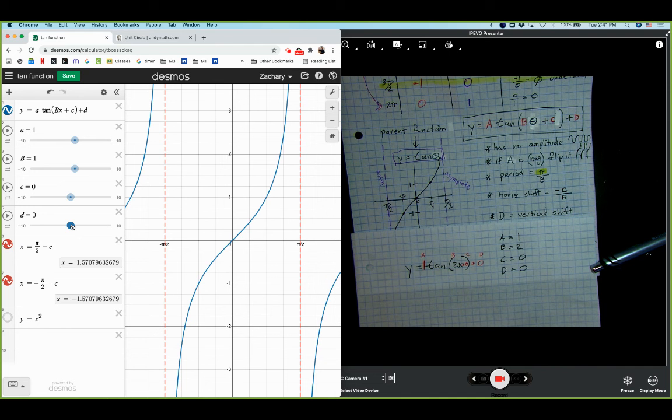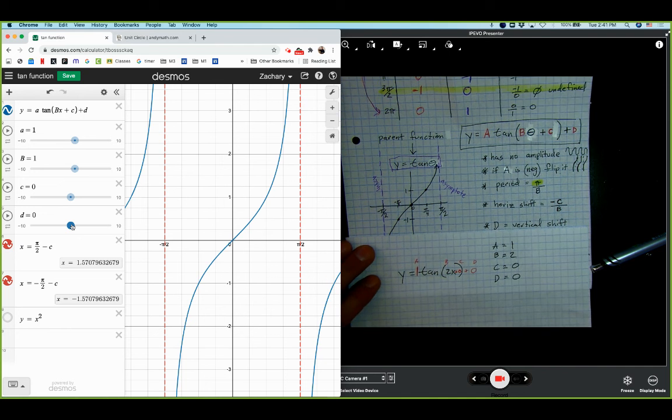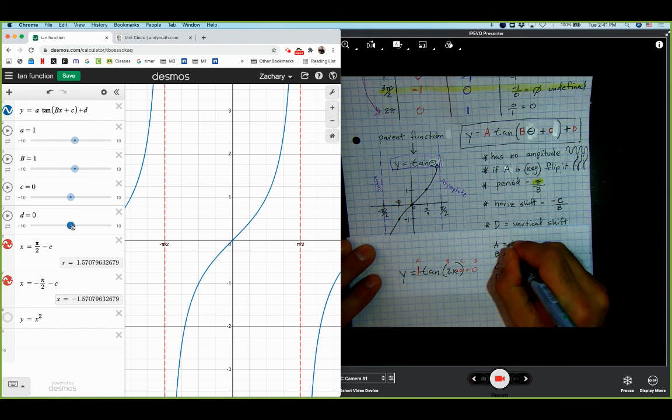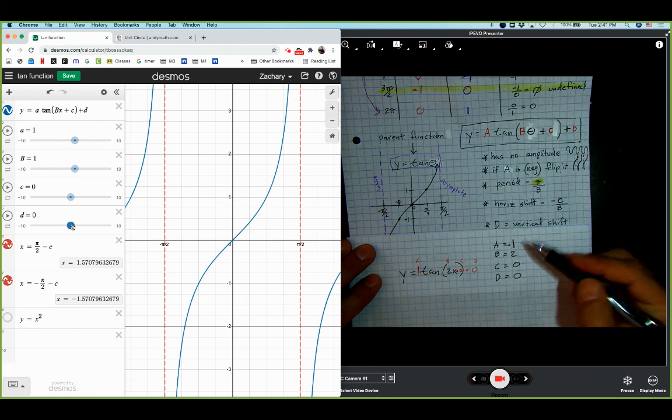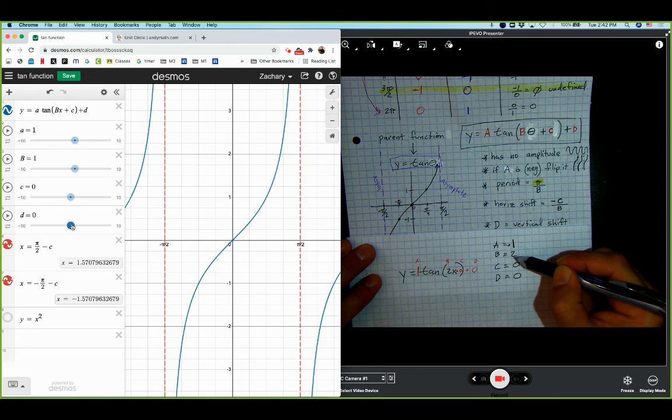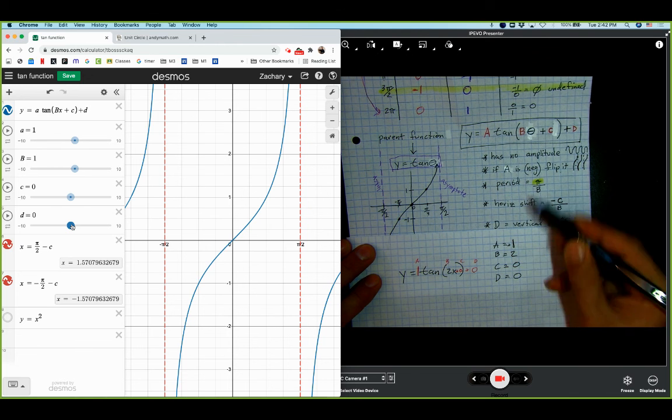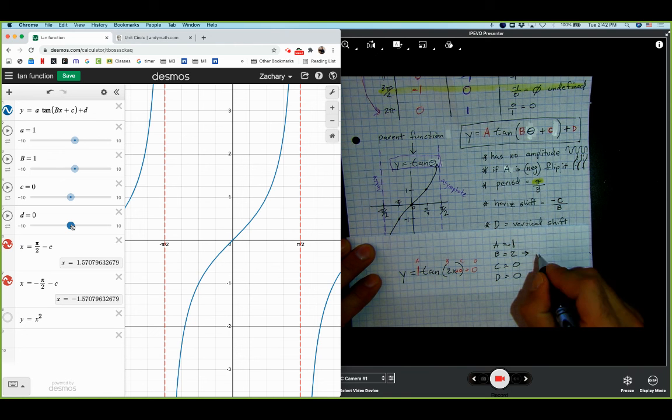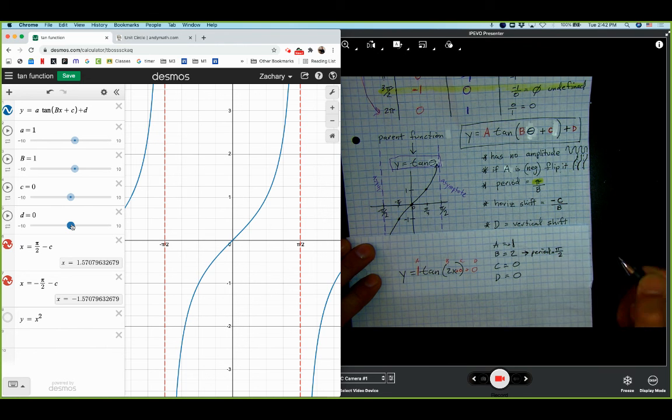We actually have a lot already, because we know that it's not flipped. It was positive. We know that there's going to be a frequency. There's going to be 2 repeats within pi, right? So to find the period, we take our B value just like we took the frequency before, and the period is going to be pi divided by 2.